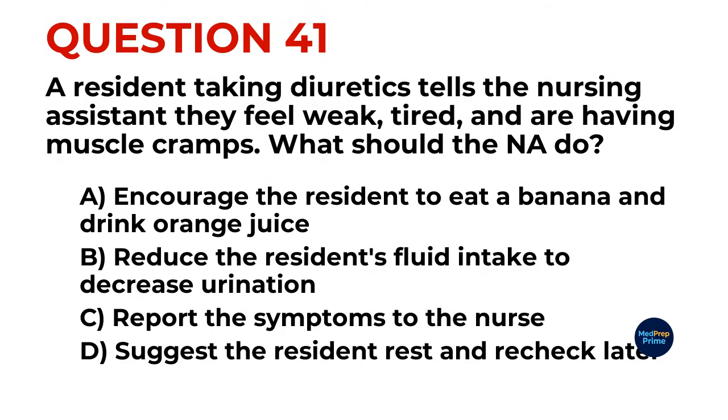A resident taking diuretics tells the nursing assistant they feel weak, tired, and are having muscle cramps. What should the NA do? Option A, encourage the resident to eat a banana and drink orange juice. Option B, reduce the resident's fluid intake to decrease urination. Option C, report the symptoms to the nurse. Option D, suggest the resident rest and recheck later.